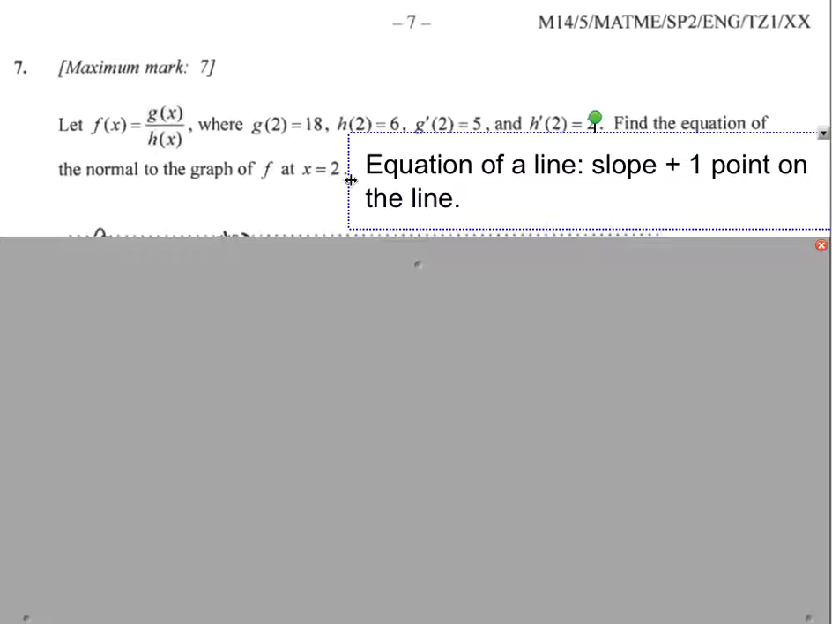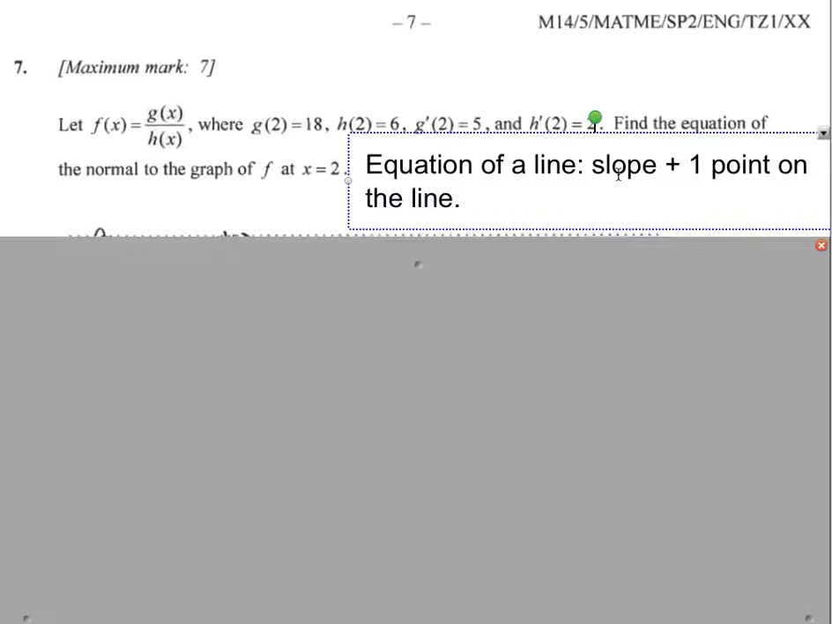Well, we know that x equals 2, so we have a partial point. We have the x coordinate of f. So if we can sub in x equals 2 here, and we know what g at 2 is, which is 18, and what h at 2 is, which is 6, then we divide the two and come up with the y coordinate, so we can find the point on the line.